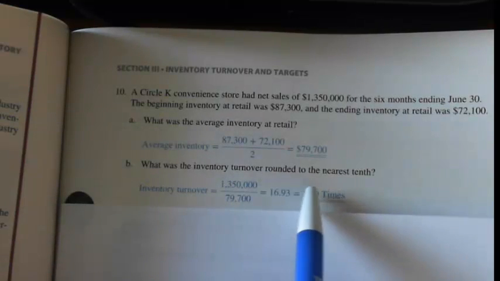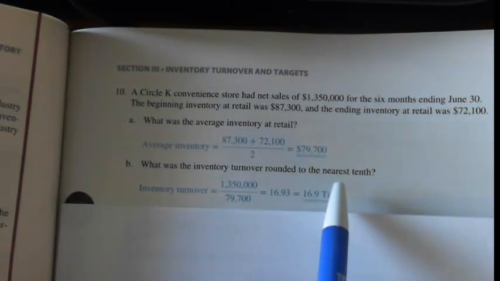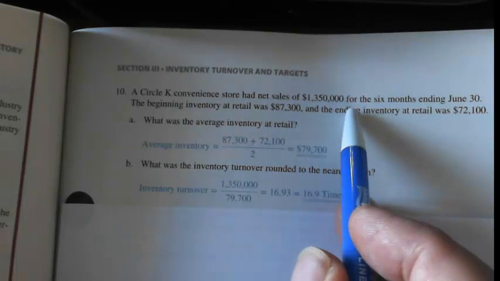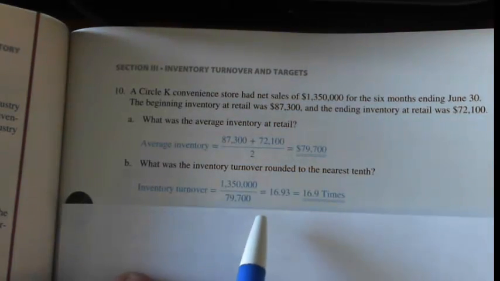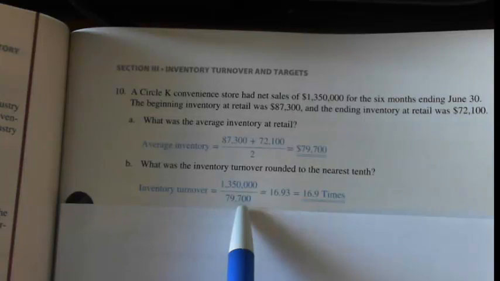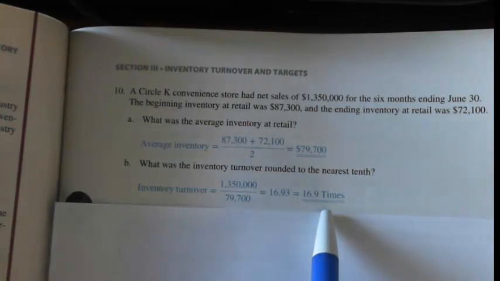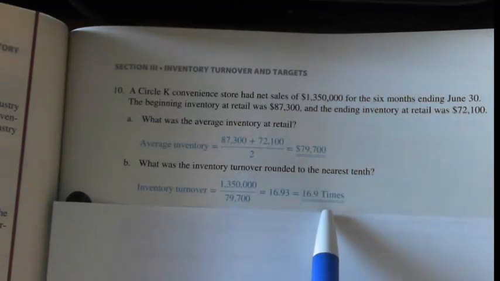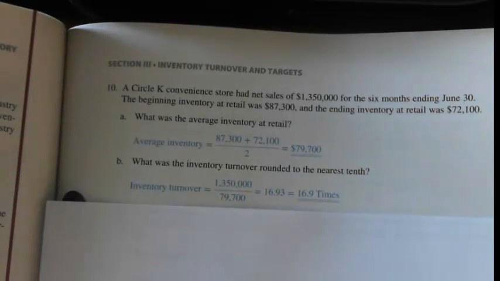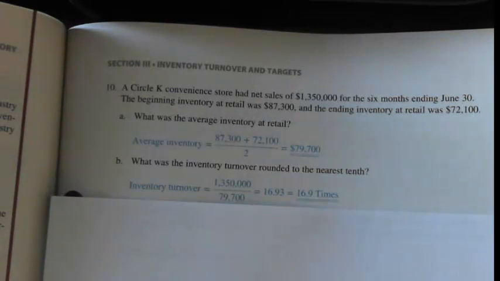What was the inventory turnover rate to the nearest tenth? Well, here's our total. We're going to divide by our average inventory, just like what we did a minute ago, and then round. Okay? Pretty straightforward. Again, read everything in the chapter prior to doing the math and have fun with these.